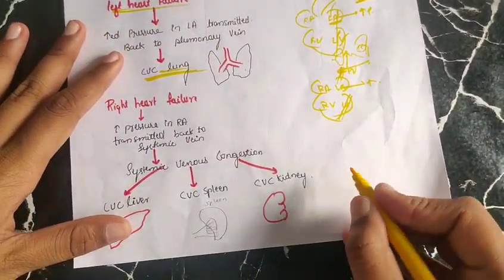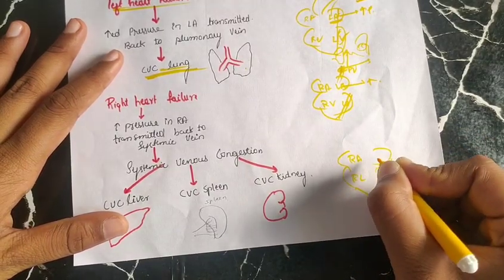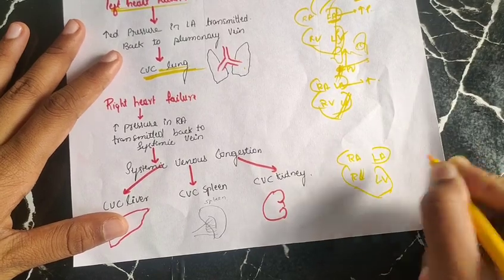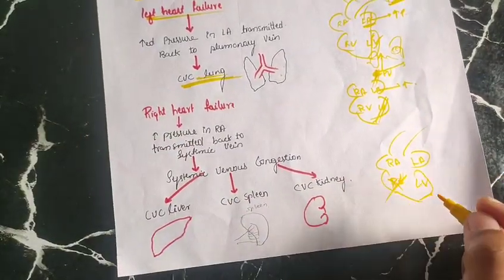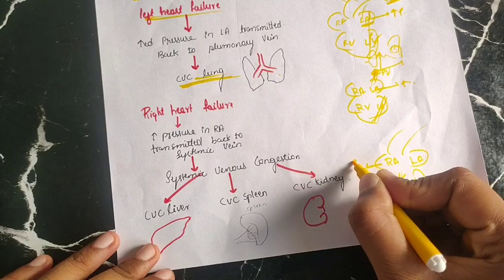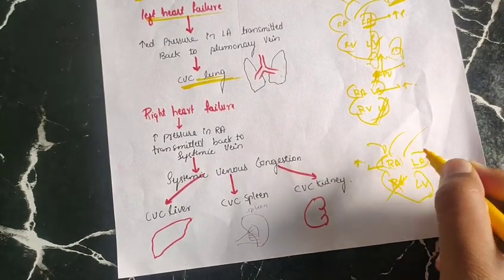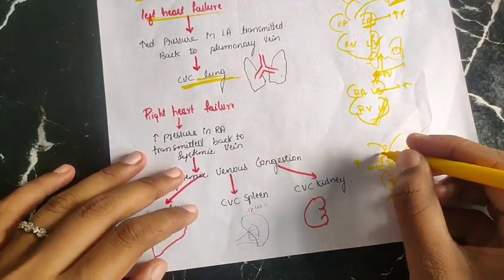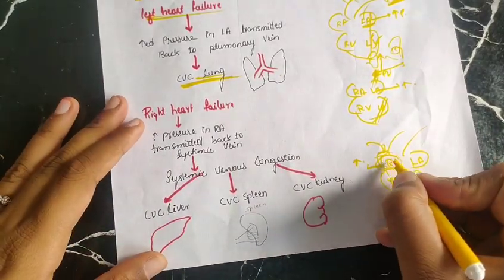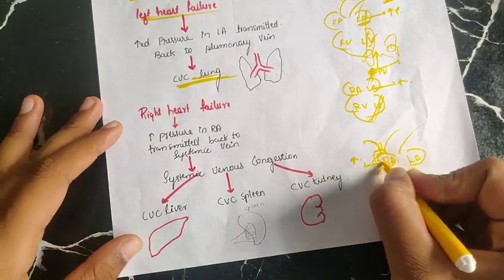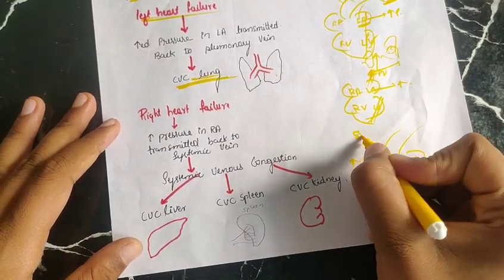Now I'll talk about right heart failure. Again, consider the heart with four chambers: right atrium, right ventricle, left atrium, and left ventricle. Now there is right heart failure, so the right ventricle fails to pump. So there is increased pressure in the right atrium. This is because the right atrium receives deoxygenated blood from the superior vena cava and inferior vena cava. So again there will be backward pressure: the increased pressure in the right atrium is transferred backwards to the superior vena cava or inferior vena cava.